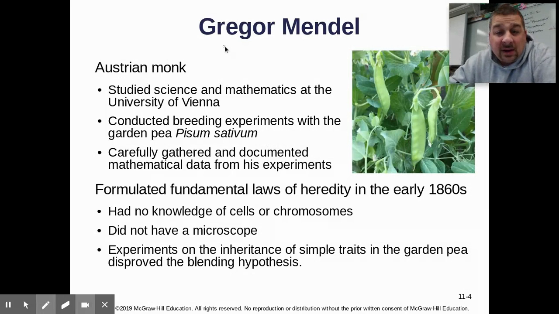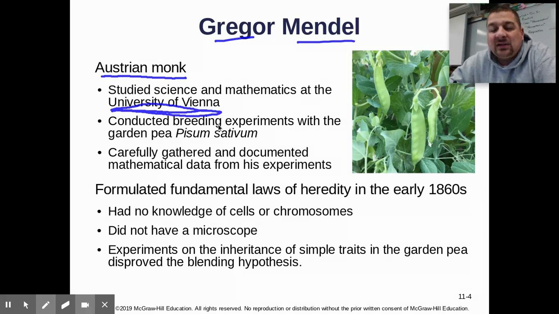Kind of some background about Gregor Mendel. He was an Austrian monk, studied at the University of Vienna. The story goes he kind of grew up on a farm. He enjoyed being outside. He enjoyed biology. And this combination of these 2 things were important, that he applied math to the science that he was studying.